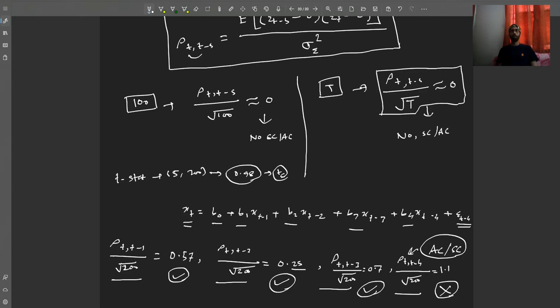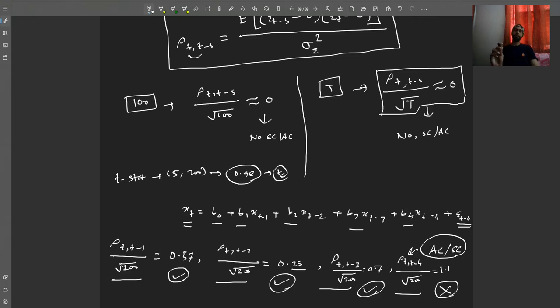Okay. So what we have done is we have just compared the critical value with the value that is being calculated and tried to understand whether the value is exceeding the critical value or not. If the value is not exceeding the critical value, obviously there is no autocorrelation. If it is exceeding the critical value, there is autocorrelation. It's as simple as that, friends.